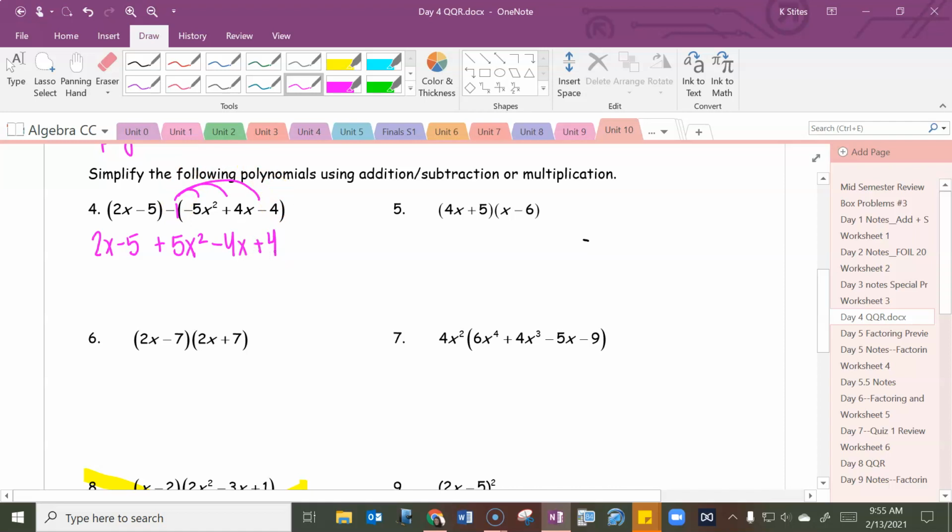All right, and then again, I am looking for highest degree to start. So I'm going to bring my 5x squared over. And then my x's, I have a 2x minus 4x, and that's a negative 2x. And I have a minus 5 plus 4, and that's a minus 1.